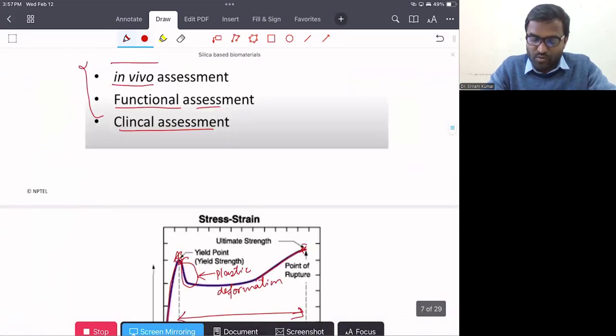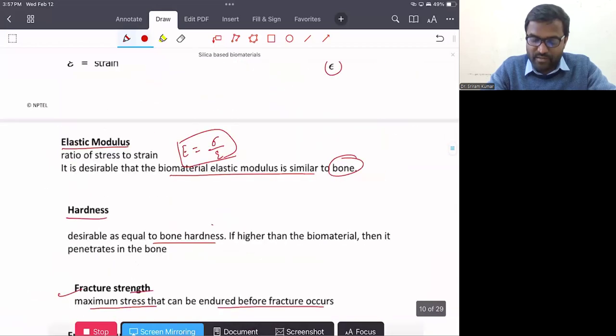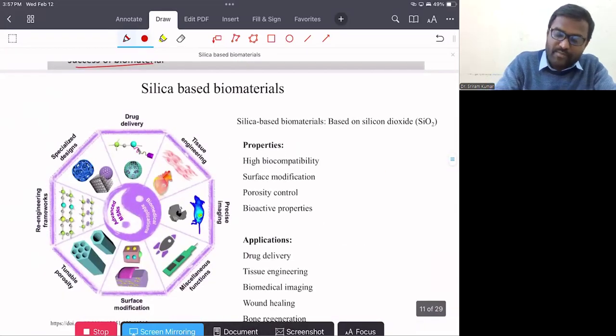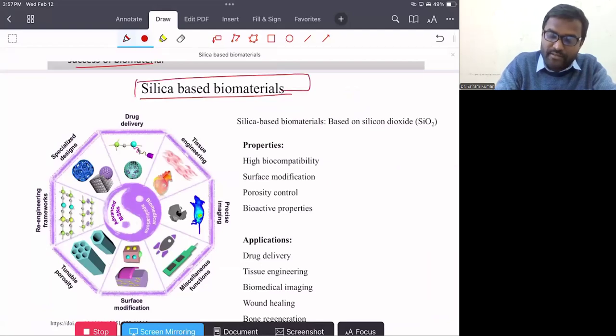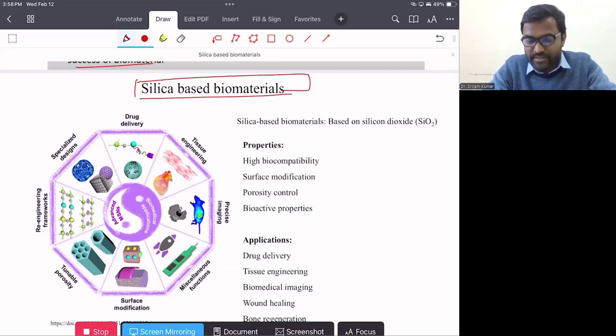So tomorrow, in the next class, we will learn about silica-based biomaterials. We will take the example of silica-based biomaterials and learn in detail why silica-based biomaterials have advantages as compared to other materials and what the key applications of silica-based biomaterials are.